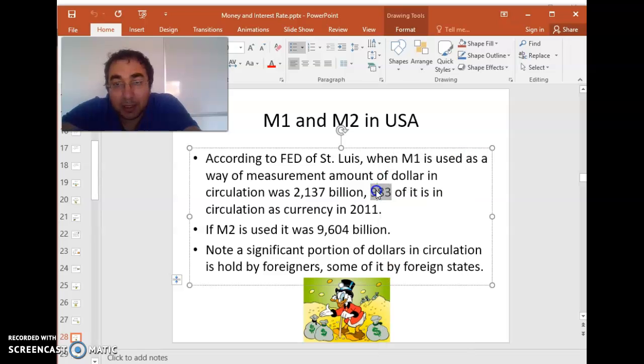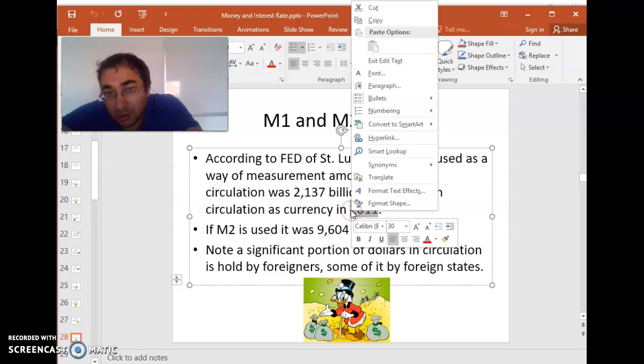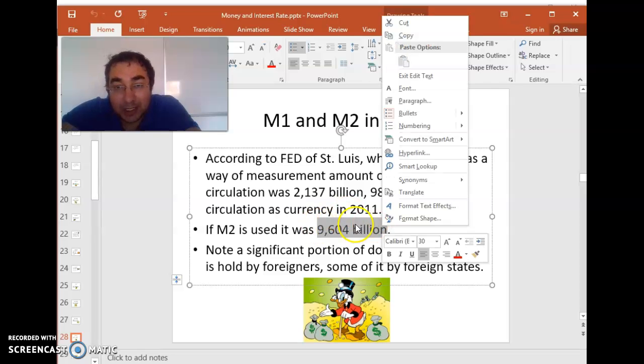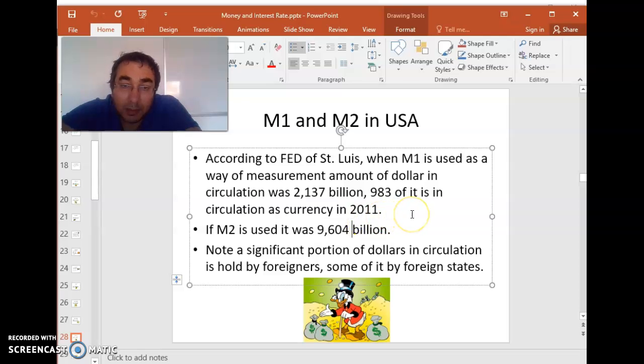is 983 billion dollars, which is actually a high amount of money in the United States. This is probably because it is right after the crisis, when people didn't trust the banks a lot. So this is 2011, by the way. M2 is much higher. It is 9.6 billion dollars. This is the total amount of M1 and M2 of US dollars, basically.